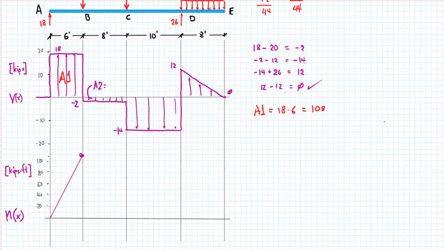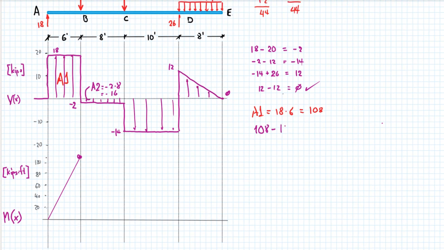A2 equals minus 2 times 8, so that will be minus 16, right? And you keep doing your accounting here. 108 minus 16 equals 92, right? So 92 is going to be over here, and you go with a constant slope all the way to 92, and you put that value right there, 92, and this is 108.